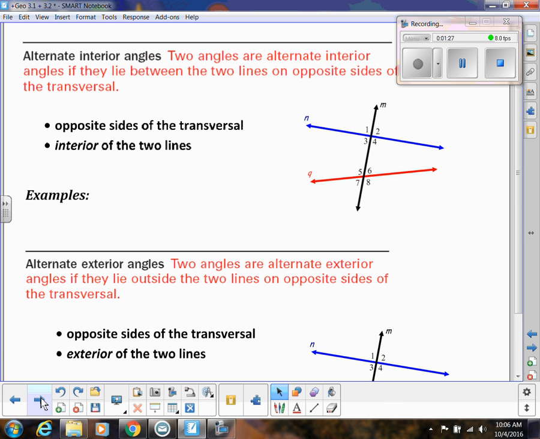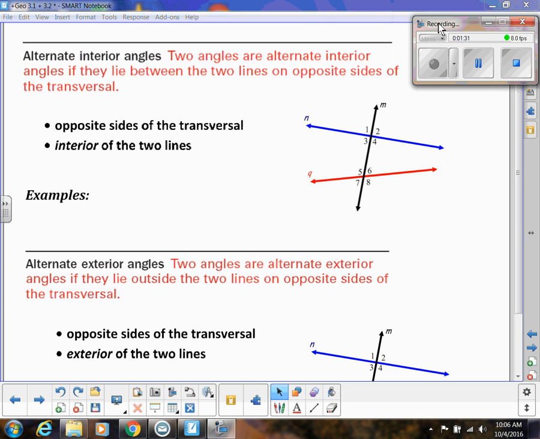So now why do we care about transversals? Well, when we have transversals, then we have some angles that start to become interesting. So these names, I hope you've seen them before, but if not, take some really good notes. Alternate interior angles. So two angles are alternate interior angles if they lie between two lines on opposite sides of the transversal. So we're specifically talking about a transversal crossing two lines, and then we're talking about opposite sides of the transversal and in between the two lines.